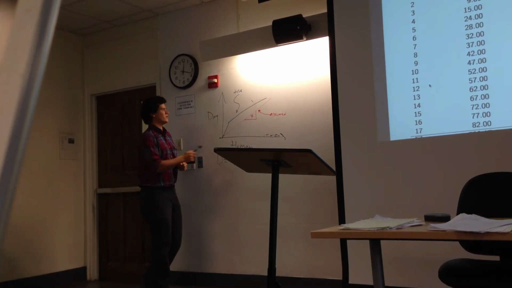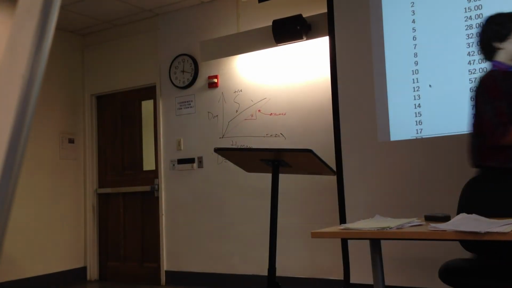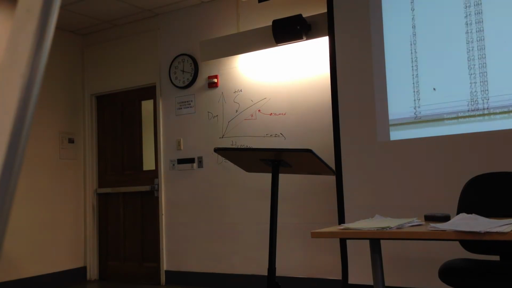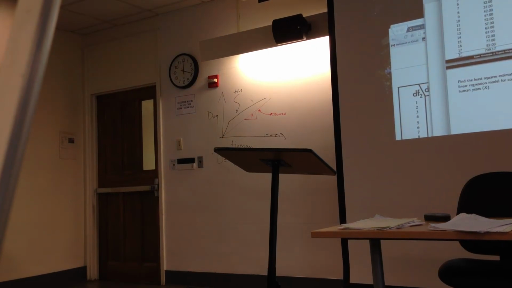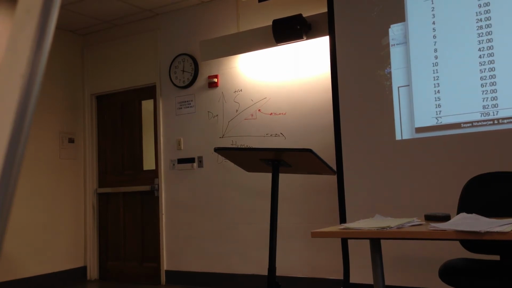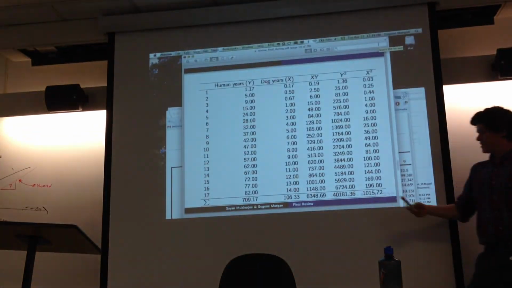But let's see what we actually get if we fit a linear model to this data that these dog scientists have. Suppose you're given this table here. This is the raw data, and this column is just these values times these values. And we have the y squareds and the x squareds. And at the bottom, you're given the sums of all the columns here.